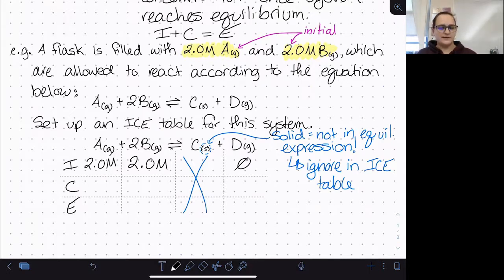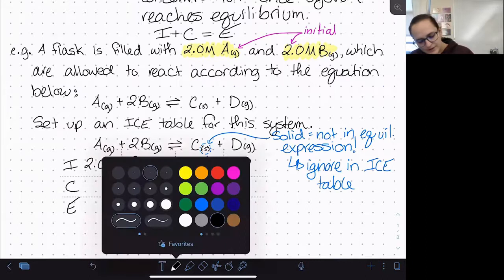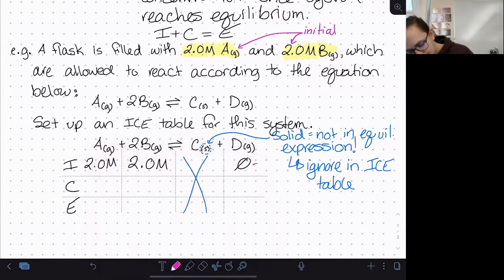So in our change row, we need to express how much our concentration is going to change in terms of X. So there are 2 things we need to know here. And the first is, which way is our reaction going to go? Which concentrations are going to increase and which concentrations are going to decrease as we approach equilibrium? So in this case, the 0 here is the key. We have no product present initially.